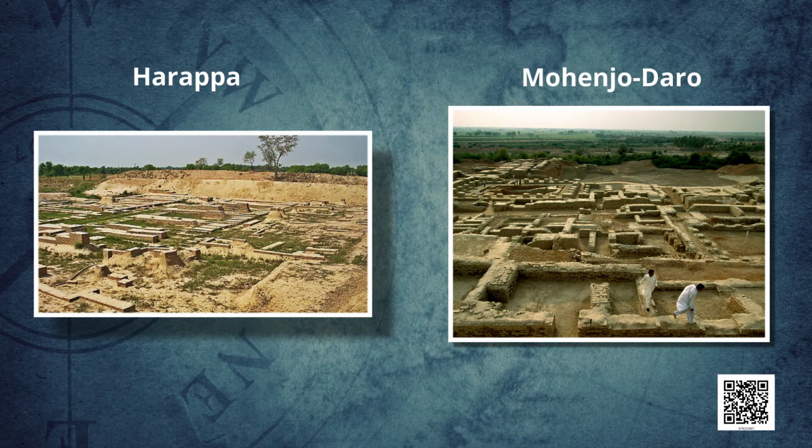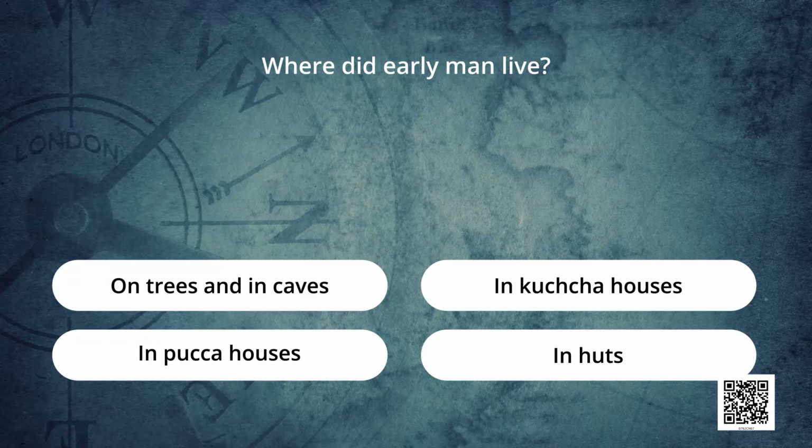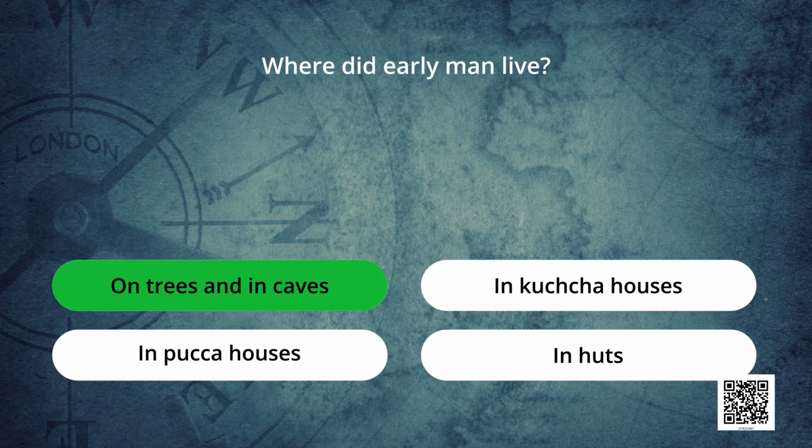Now let's have a quick revision of what we did. On your screens, you can find a question. Along with that, you have 4 options. You have to pick the correct option. So, where did early man live? On trees and in caves, in kacha houses, in pakka houses, in huts. Yes, it is option A, on trees and in caves.